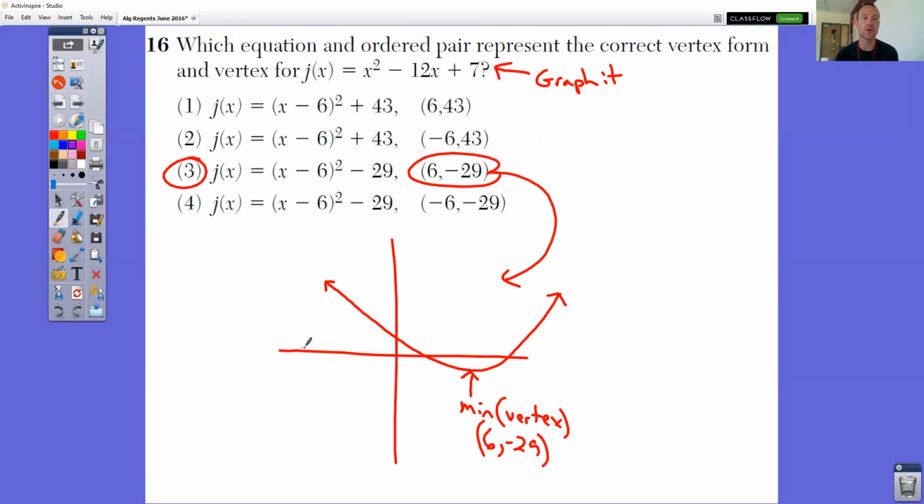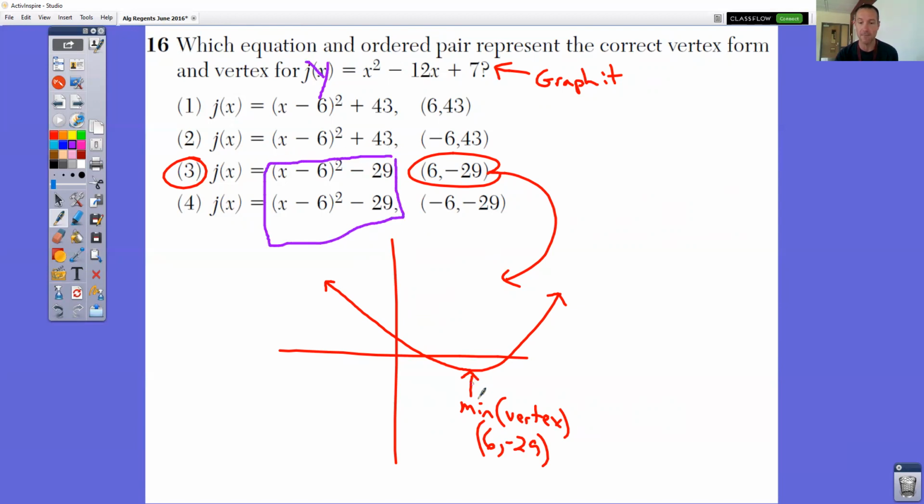In question number 16, which equation and ordered pair represent the correct vertex form? Again, all that you're going to do is graph it and see which one matches. See which one is the correct answer. So type this into your y equals, and you end up with this graph. When you're looking at these numbers over here, we're looking for the vertex. The vertex is right here because notice that we have the same 2 equations.